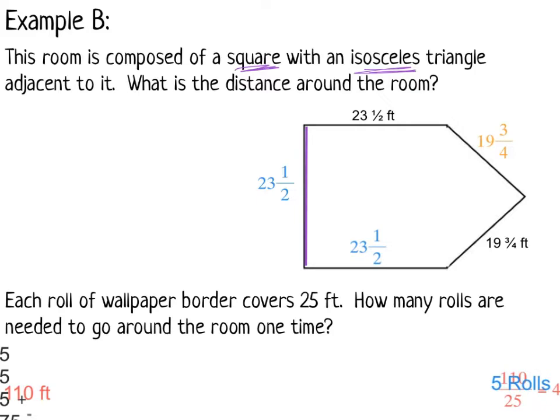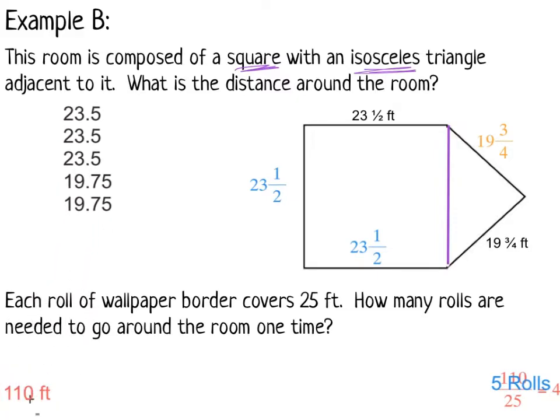So the only thing I could use to help solve this problem was the information from the problem. So it's very important to read, because it told me that this shape was a square attached to an isosceles triangle. And knowing that, I was able to use that information to complete the rest of the problem. So now I'm going to add up all the sides to figure out the perimeter. So I've got my 23.5, 23.5, 23.5, and 19.75, 19.75. I'm going to add those all up. And when I do that, I get 110 feet. So that answers one of the problems, asking me what the distance around the room is.